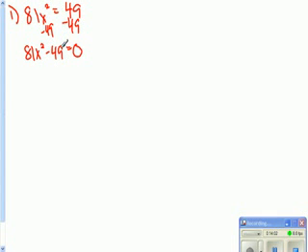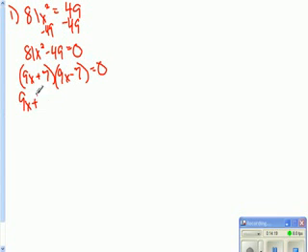Well, that's something squared minus something squared. So I could just take square root of both of those. And one with a minus, one with a plus. Which means now that I have it factored and I know it has to equal 0, I can do my two equations again. Either 9x plus 7 equals 0, or 9x minus 7 equals 0.